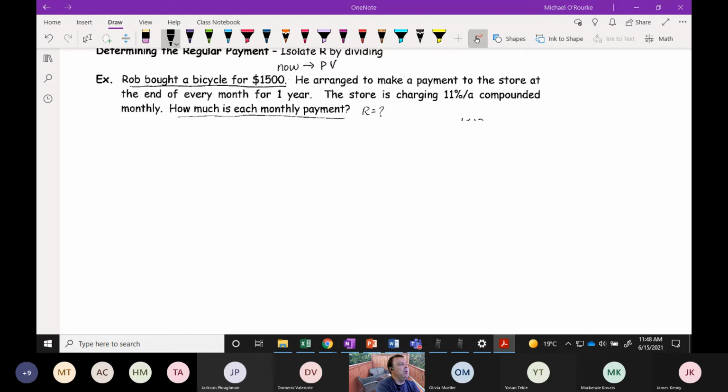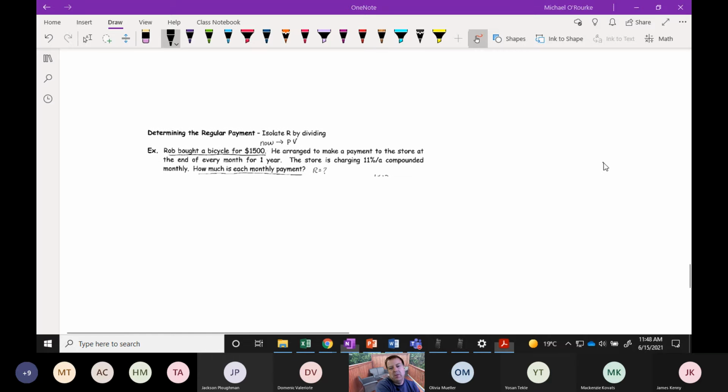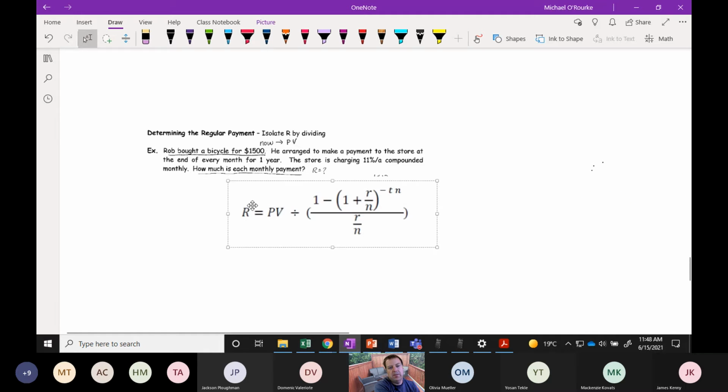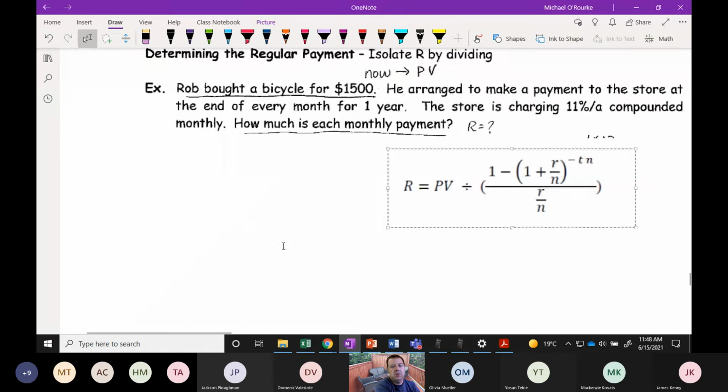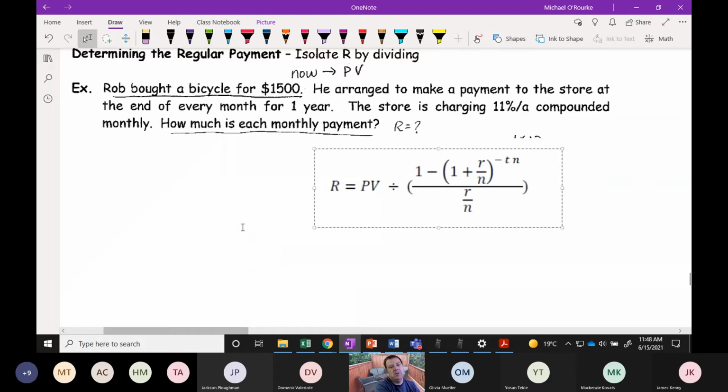So now we know his previous amount. We know his previous amount was, let's see here. You know, he borrowed from the store the $1,500. Now we're figuring out his regular payment. In all the previous questions, we had the regular payment, and we're trying to figure out how much the previous value was. Does this make sense to everyone? The difference between the two?